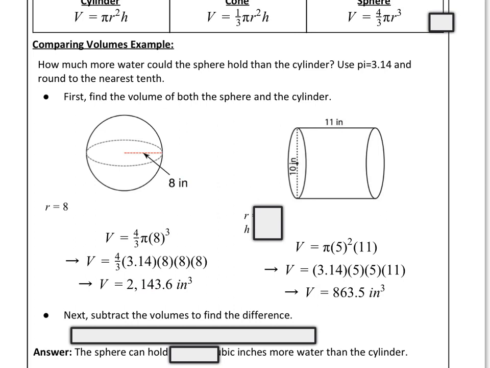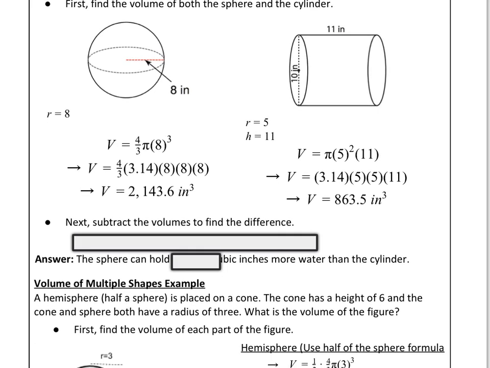For the cylinder, we need to identify the radius and the height. The radius is going to be half of the diameter of 5, and it looks like our height is 11. Putting those into our cylinder formula, pi r squared h, 5 for the r, 11 for the h. And if we multiply all that out, we'll get about 863.5 inches cubed. So now, since we want to find out how much more the sphere holds than the cylinder, we can subtract these volumes to find the difference. Give that a shot. How much more do you think the sphere can hold than the cylinder?